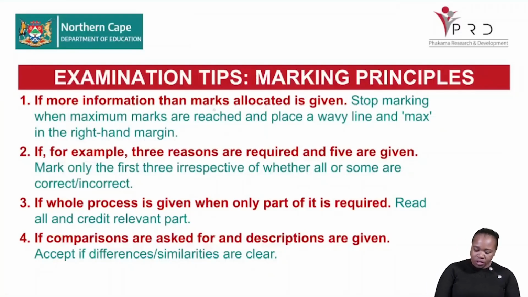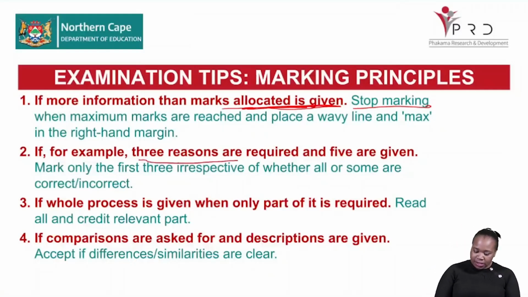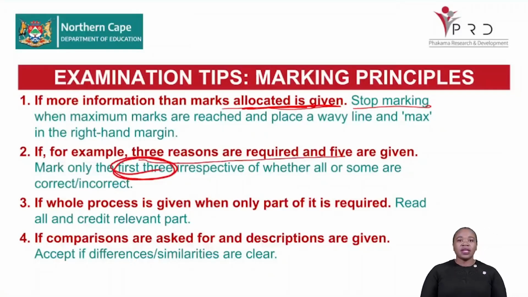So if more information than marks is allocated is given, you should stop marking when the maximum marks are reached. That's why I was saying check the marks, make sure that you do not give more points than you are requested, because that would simply be a waste of your time. You will not get any extra marks. If, for example, 3 reasons are required and 5 are given, mark only the first 3. Only the first 3, which means that even if your answer 1, 2 are incorrect, 3, 4, 5 are correct, we are going to mark 1, 2, 3, incorrectly the first 2, correctly the number 3, and then we will leave out the last 2, because we are only marking the first 3. So make sure that you only give what you are sure is correct.